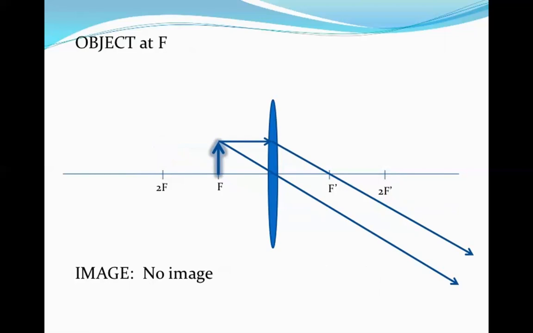When we place an object at the focal point of the lens, then when we draw the two rays of light, they go parallel to each other. So basically you can say that no image is formed, because we cannot locate the image, or it might be formed somewhere at infinity, which we can't consider. So we call this "no image". So when the object is placed at f, the rays of light move parallel after passing through the lens and no image is formed.